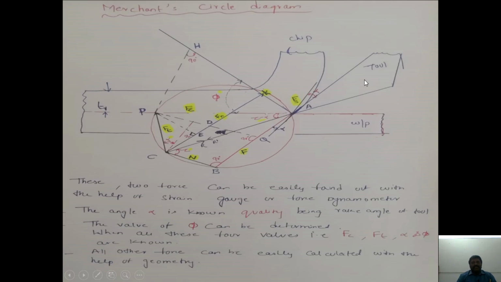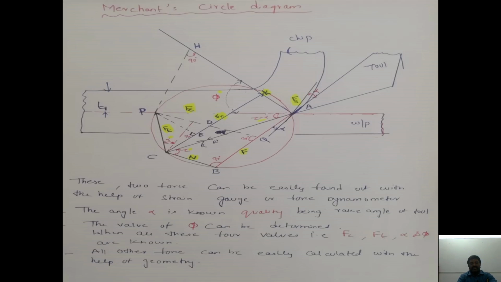See from this diagram, these two forces can be easily found out with the help of a strain gauge or a force dynamometer. The angle alpha is known as the rake angle of the tool, and the value of phi can be determined. So the forces Fc and Ft, the vertical cutting force and horizontal cutting force, and the angles alpha and phi are known here. Phi we have also known from the chip formation, where we already discussed how the angles are obtained. All other forces can easily be calculated with the help of geometry.